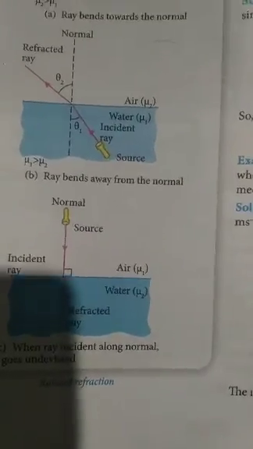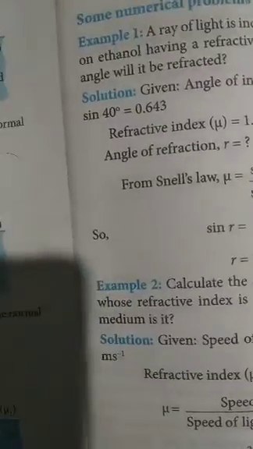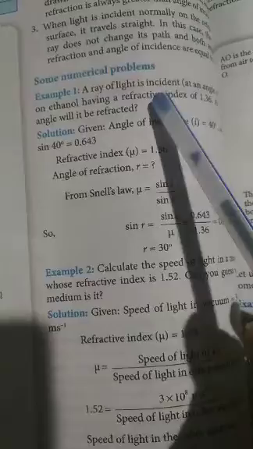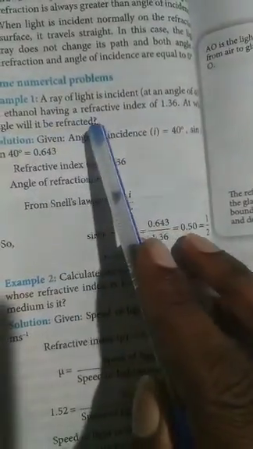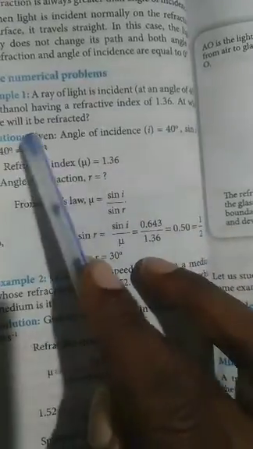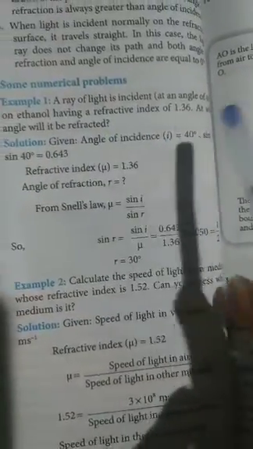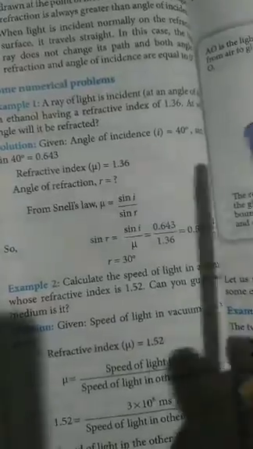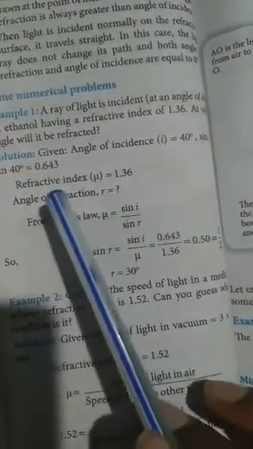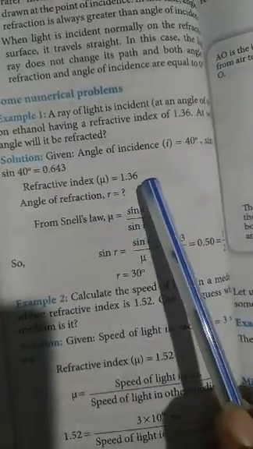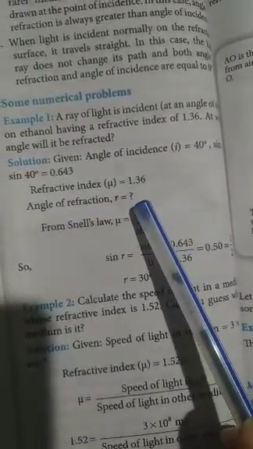Now some numerical problems based on refraction. A ray of light is incident at an angle of 40 degree on ethanol having a refractive index of 1.36. At what angle would it be refracted? So let us give the angle of incidence i is equal to 40 degree. Refractive index mu is equal to 1.36. Now angle of refraction r is equal to how much?